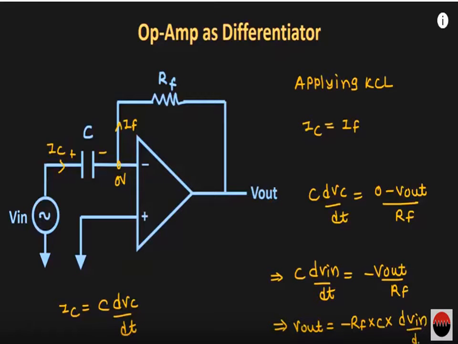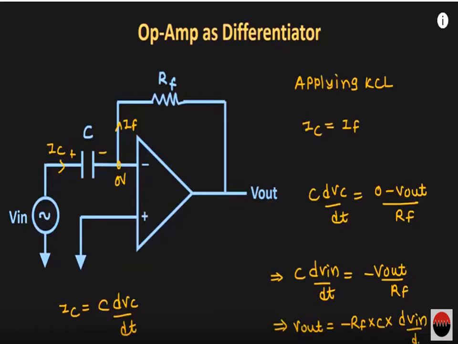Now we'll see how the differentiator works. The basic figure consists of an input, one resistor and a feedback resistor. To do the differentiator operation, I replace the resistor R1 with a capacitor C, as you can see in this figure. The non-inverting terminal is grounded, and I give the input to the inverting terminal through the capacitor.